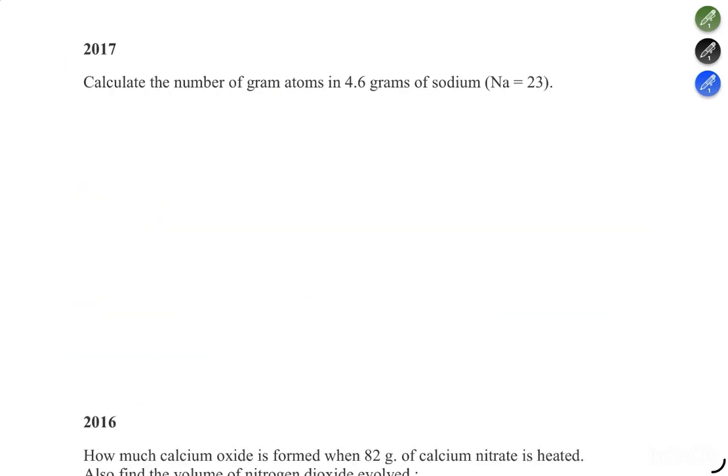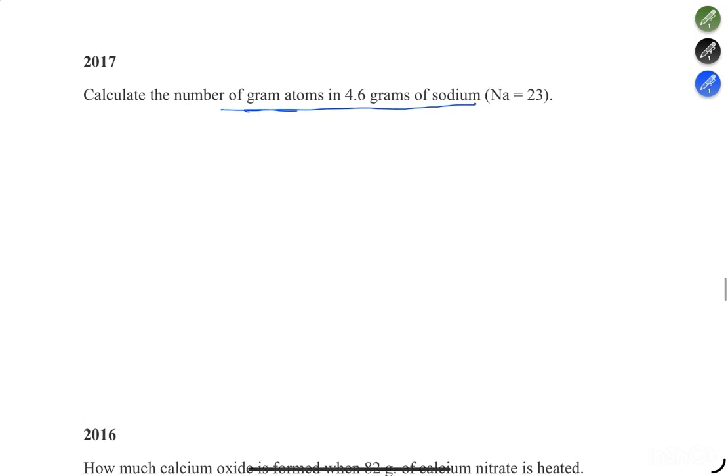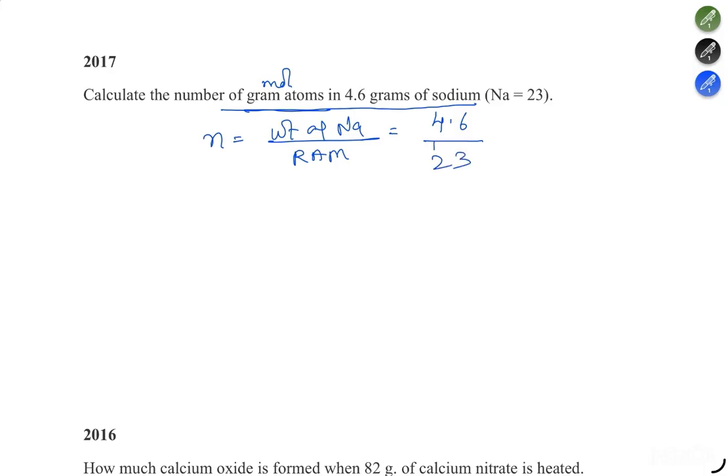Now let's refer to this question. It came in 2017. It's a very direct question. Number of gram atoms in 4.6 gram of sodium, and I told you before gram atoms means moles of sodium we have to calculate. Now moles will be equal to the weight of sodium upon the atomic mass of sodium. Weight is given 4.6 and the mass of sodium is given 23. So we can substitute the values and we can get the direct answer. So it will become 0.2 gram atoms of sodium present in 4.6 gram of sodium.